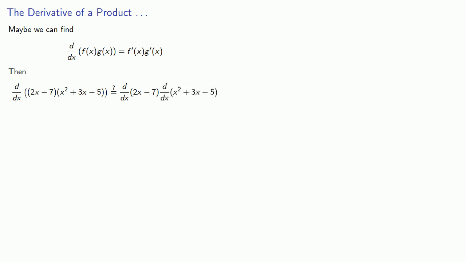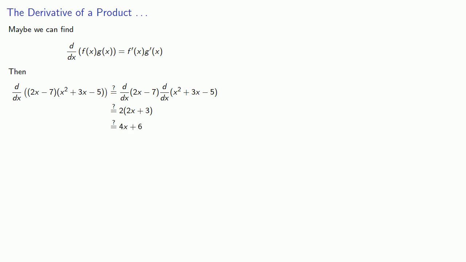So maybe we can find the derivative of a product as the product of the derivatives. Well, let's find out. The derivative of this product, maybe it's the derivative of 2x minus 7, times the derivative of x squared plus 3x minus 5. Well, we can differentiate. And we get a possible derivative of 4x plus 6.